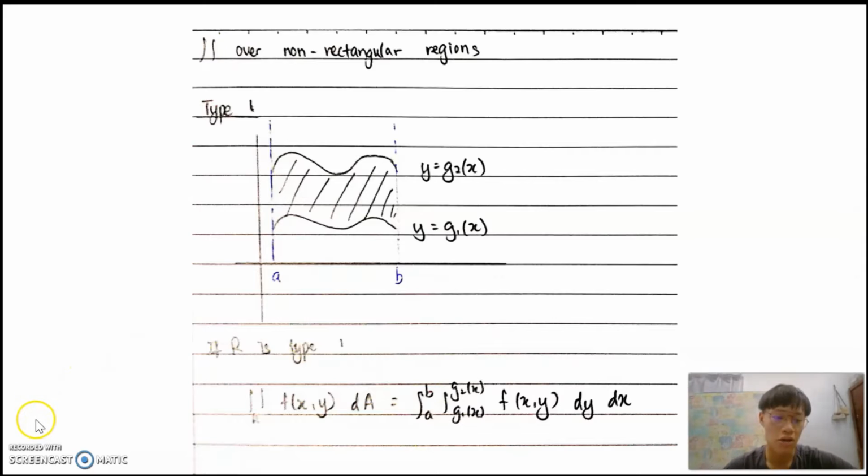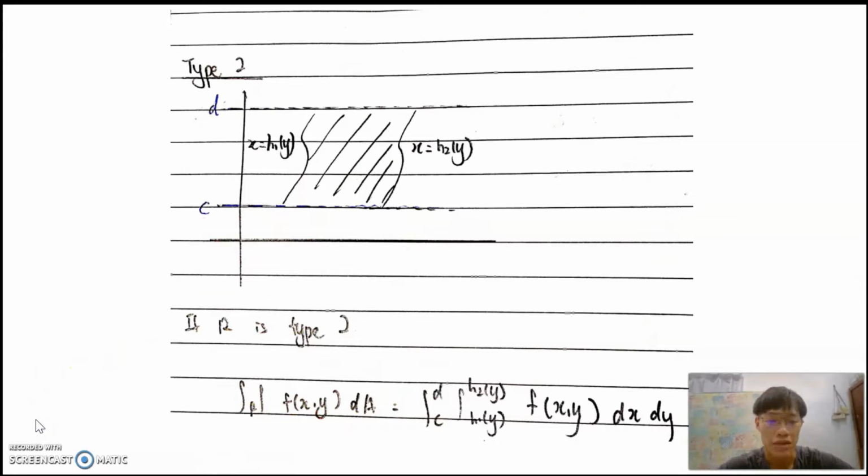Okay, now let's talk about type 2. As you can see, type 2 is almost the same as type 1, but there is a big difference, which is that the direction of type 2 is exactly opposite to type 1. For type 2, our curves may be on the left and right. Let's say the left curve is x equals h1 of y, and the right is x equals h2 of y. Then the horizontal lines are C and D.